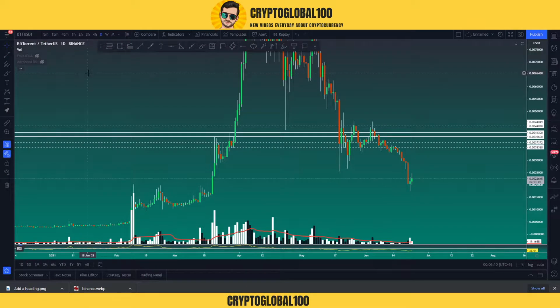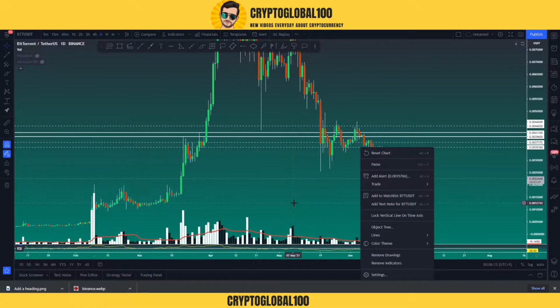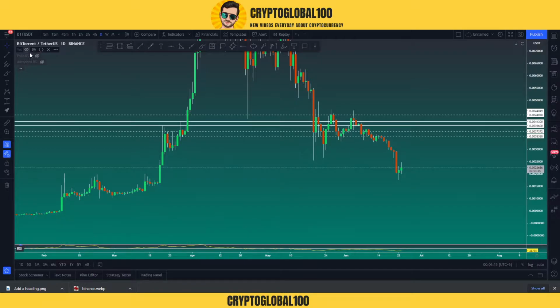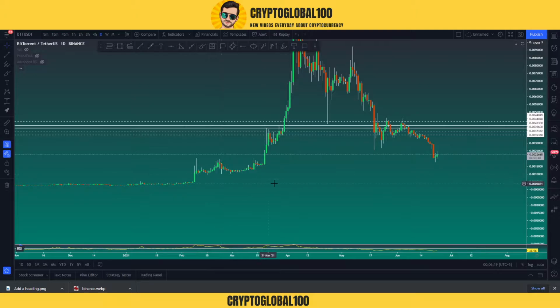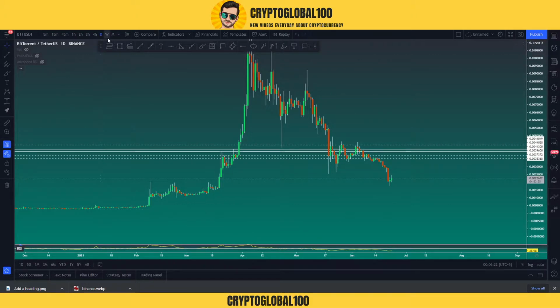the BitTorrent BTT USDT pair price analysis. So I'm gonna jump straight onto the chart. You can see here we have the price chart on tradingview.com, and this is on the daily.